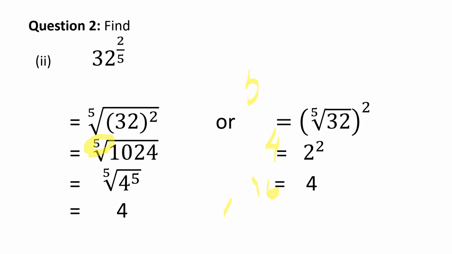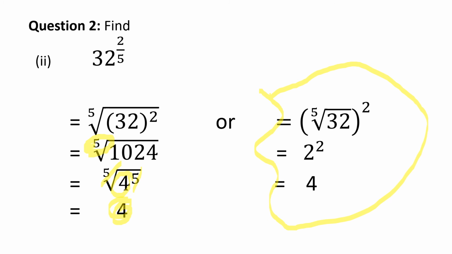So I can write this 1024 as 4 raised to 5. Fifth root of 4 raised to 5, because 4 raised to 5 is 1024. I got it from the factorization right now, right? So fifth root and 5 cancels itself, and 4 is our answer. So 4 is our answer. Or you can do it in this manner also. I think this is much easier if you use this method, okay? But whichever way you want, you can use that.